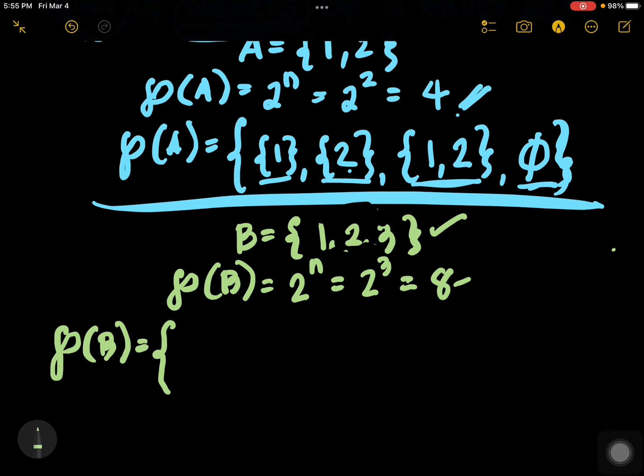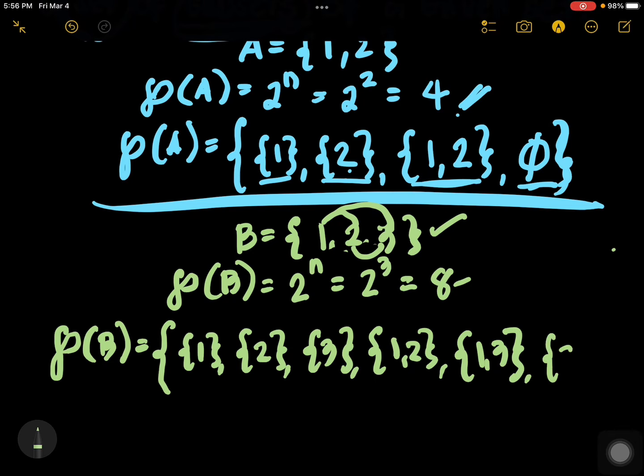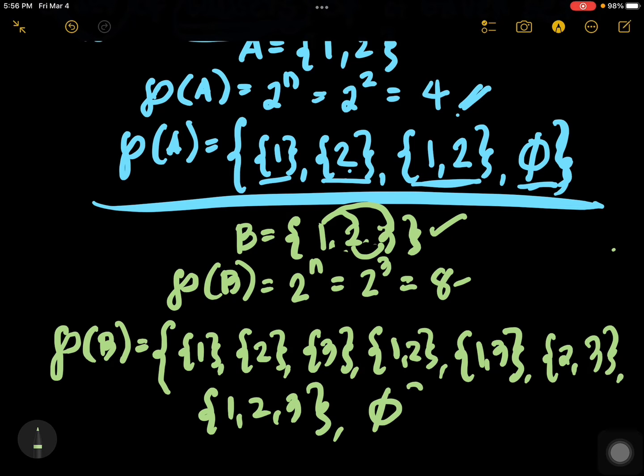It is a set, so it is enclosed with the braces. So the first ones are individual: 1, 2, 3. The second ones are by 2 already. So 1, 2. And then you have 1, 3. And 2, 3. Do you get the pattern? The last, you have the whole set itself, 1, 2, 3. And the last one, the null.